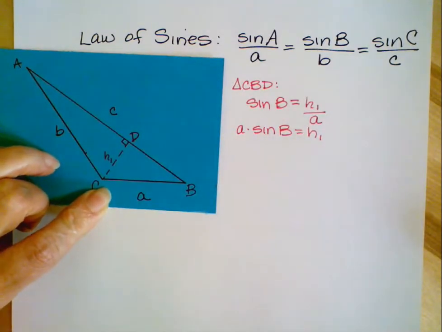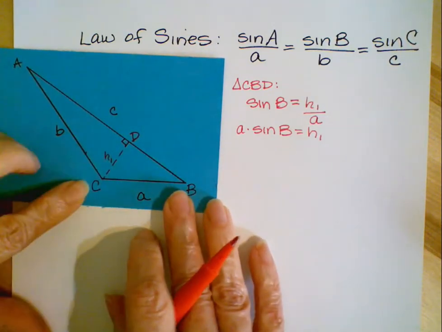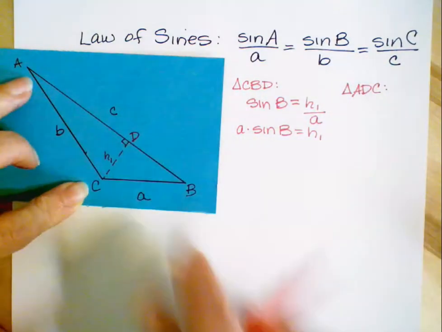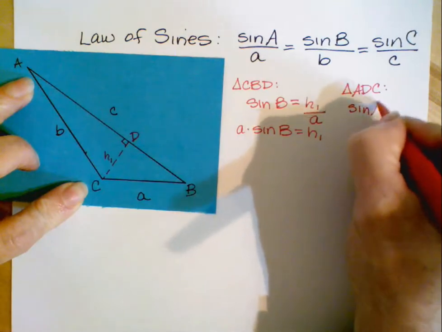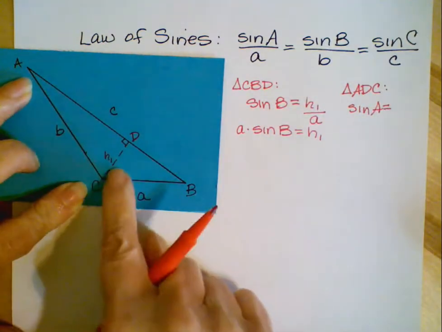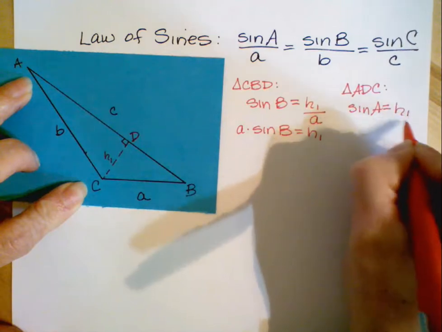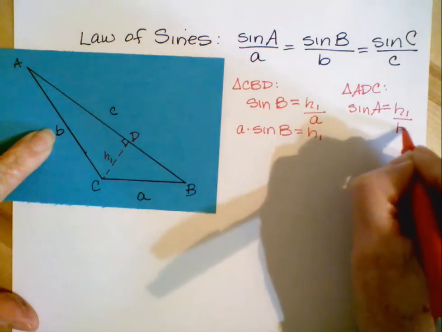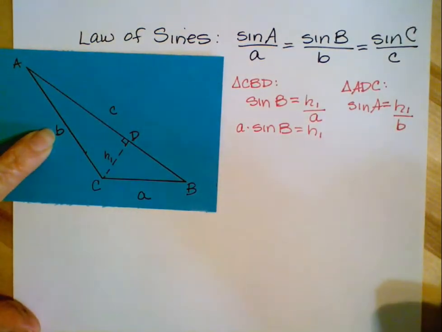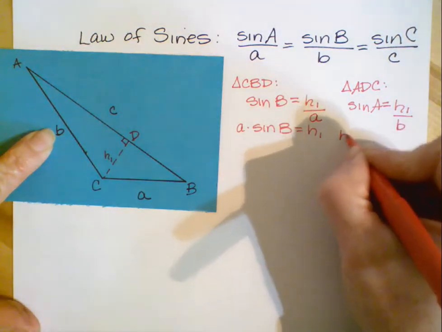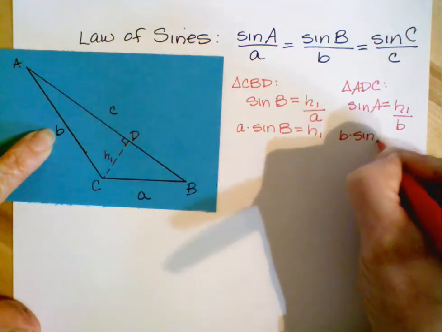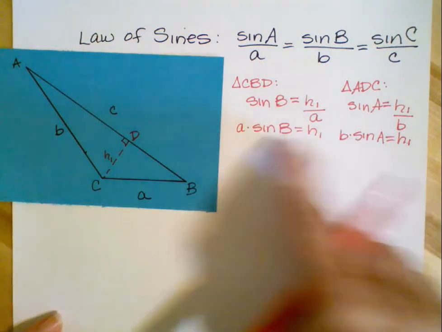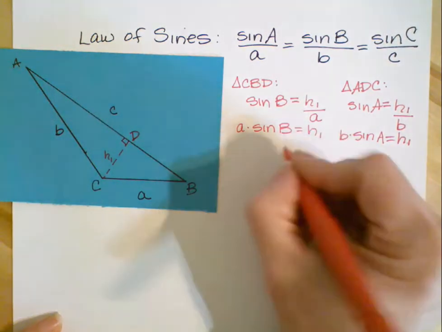Now let's consider the other right triangle that we have, in this case triangle ADC. In triangle ADC, we have acute angle A. So let's look at the sine of angle A in that triangle. The sine then represents the opposite side H sub 1 over the length of the hypotenuse, which here is going to be that lowercase b. We want to multiply both sides by b, as we've done similarly in other exercises, and that isolates H sub 1. Now, as we have done previously, since these two expressions are now equal to H sub 1, they have to be equal to each other.